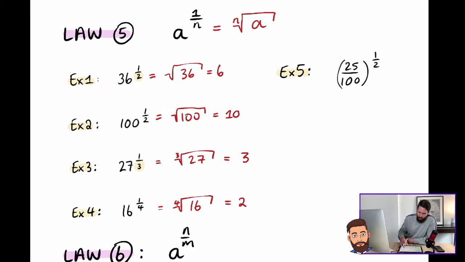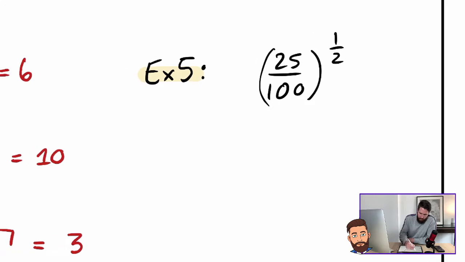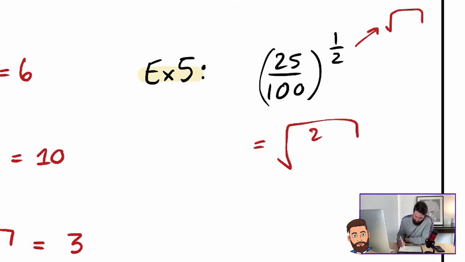So if we look at example 5, it looks a lot harder, but it's the same. And there's just one extra rule that you need to know here. Well, what do we know to the power 1 over 2 means? Well, we know that means the square root. Okay, simply the square root. And you could put 2 there, but we don't need to. So this says that we need to do the square root of 25 over 100.